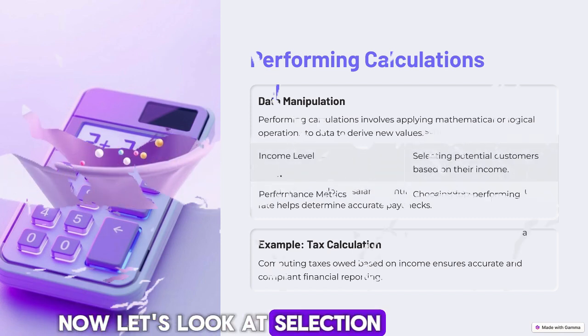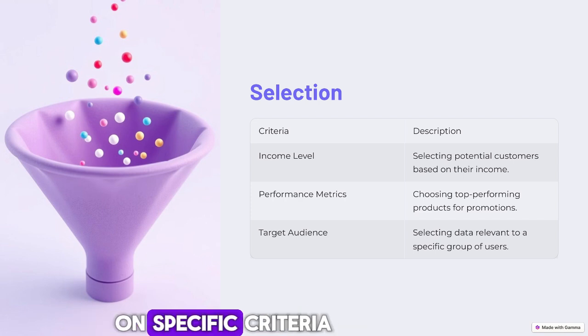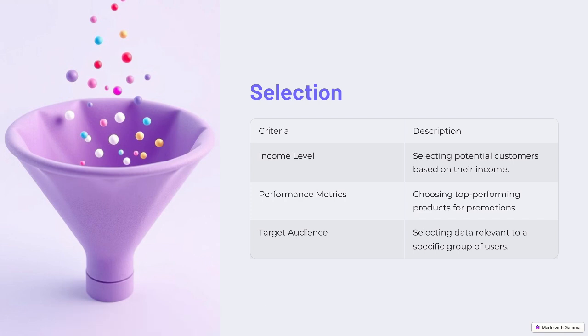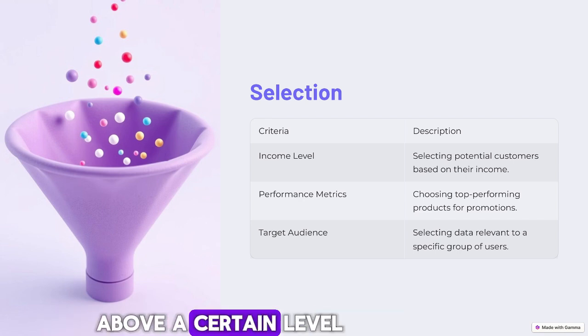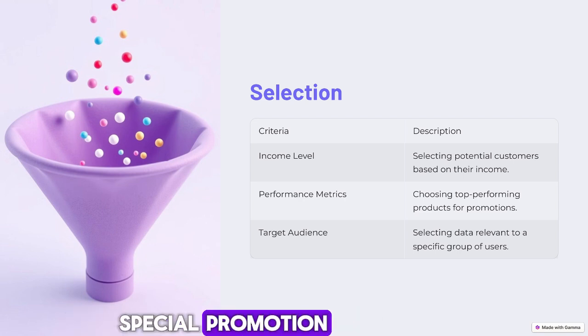Now let's look at selection. This process involves choosing or discarding data based on specific criteria. For instance, you can create a list of potential customers by selecting those with income above a certain level. Another example is selecting top-performing products for a special promotion.